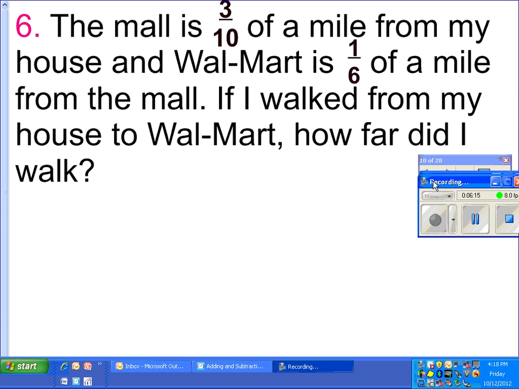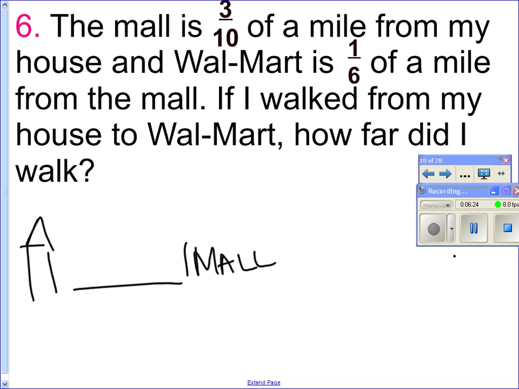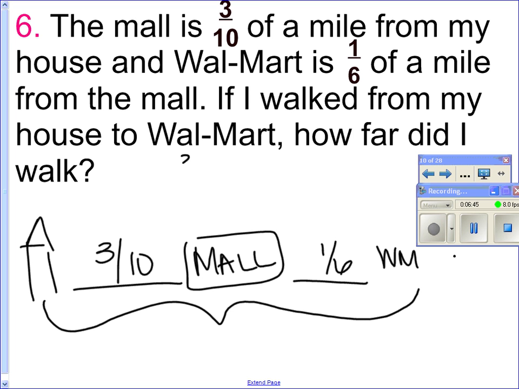A word problem says the mall is 3/10 of a mile from my house. So here's my house, and here's the mall, and that's 3/10. Says, and Walmart is 1/6 of a mile from the mall. So here's Walmart, and it's 1/6 of a mile. Says if I walked from my house to Walmart, how far did I walk? So I'm walking all the way from here to here. So what operation are we going to use? We are going to add 3/10 plus 1/6.